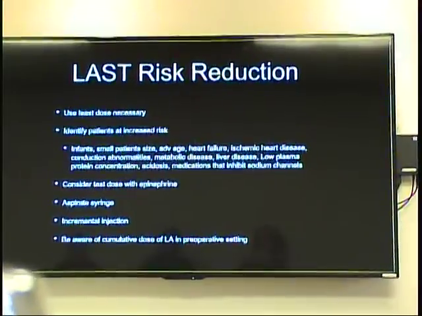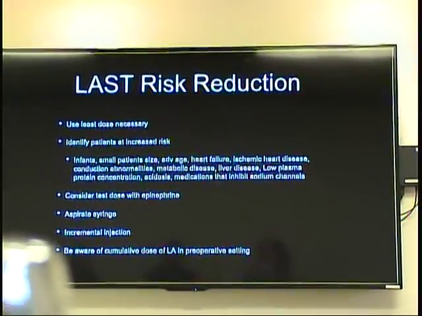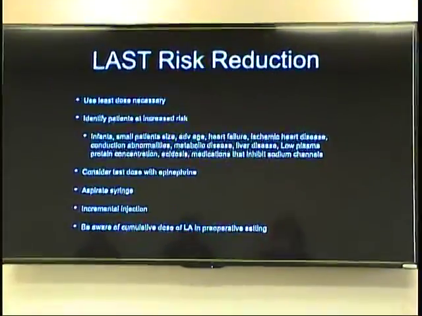Just a quick question, so why don't we do a test dose? Like upstairs, we do those for epidurals. So why don't we do them with blocks? Why wouldn't we just do a test dose? Yeah, sure, it's recommended.